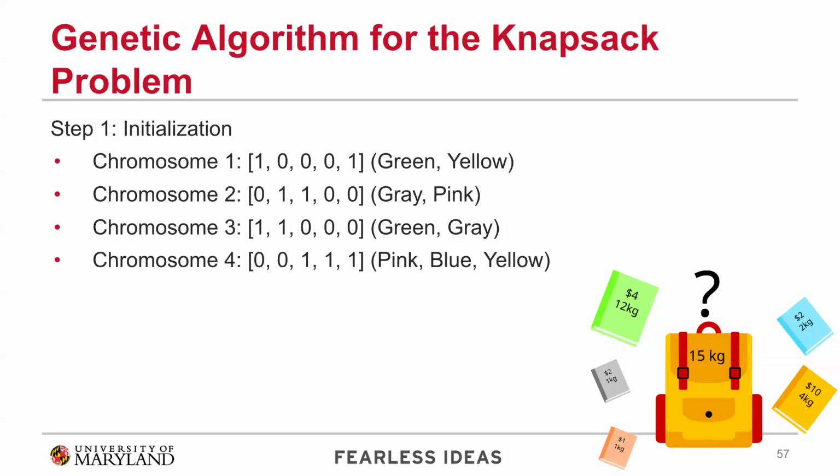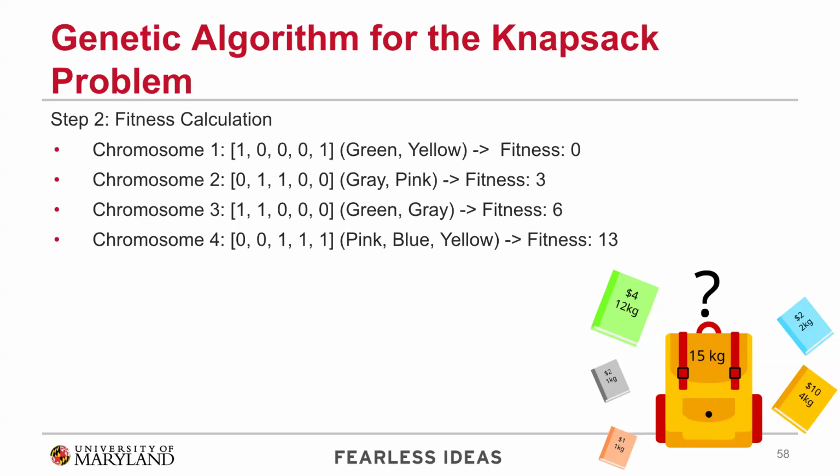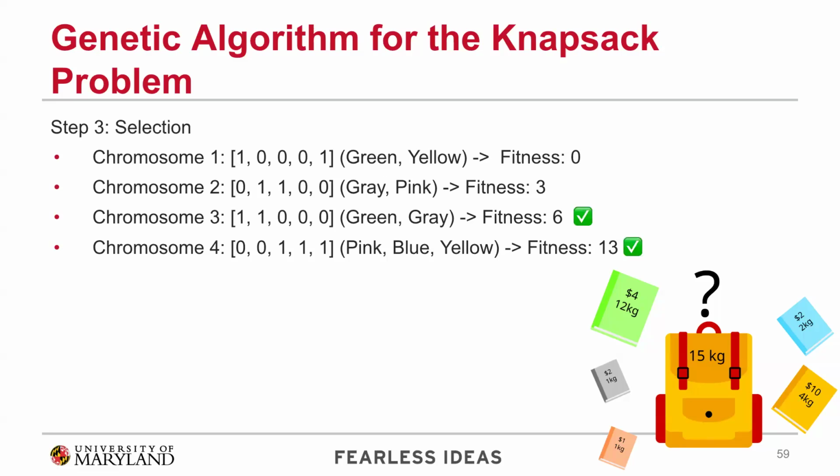So the first one means that you choose the green book and the yellow book, and the second one means that you choose the gray book and the pink book, and the third one means that you choose green and gray. So this is basically the same. Here, you have to calculate the fitness of each chromosome. For example, in this case, it exceeds the total capacity, so it would be 0.